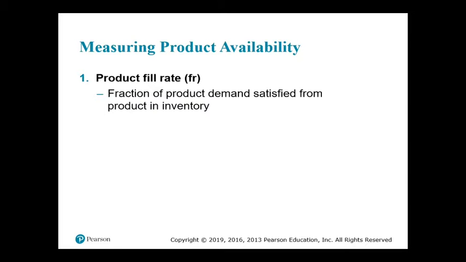Okay, so let's look at these different factors one by one. First is to understand product availability. Product availability is generally measured as service level, and there are different metrics for service level. For example, one commonly used service level is the fill rate. Fill rate is the percentage or fraction of product demand that is satisfied from inventory.